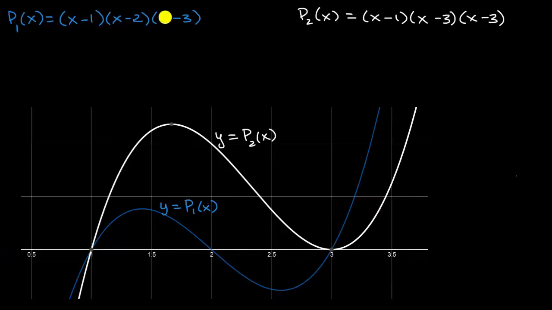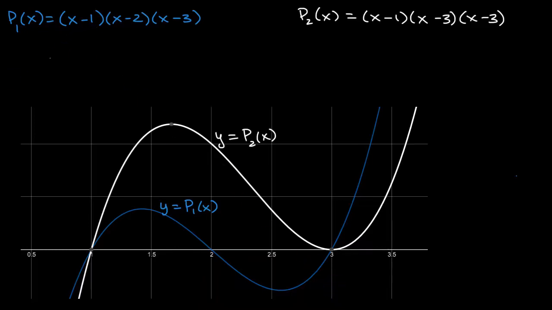So what we have here are two different polynomials, p1 and p2, and they have been expressed in factored form. And you can also see their graphs. This is the graph of y is equal to p1 of x in blue, and the graph of y is equal to p2 of x in white. What we're going to do in this video is continue our study of zeros, but we're going to look at a special case when something interesting happens with the zeros.